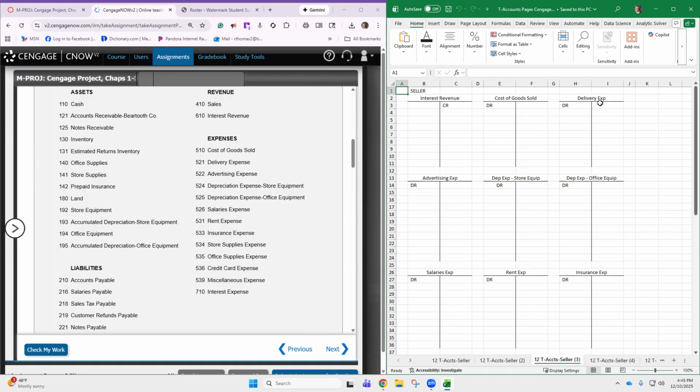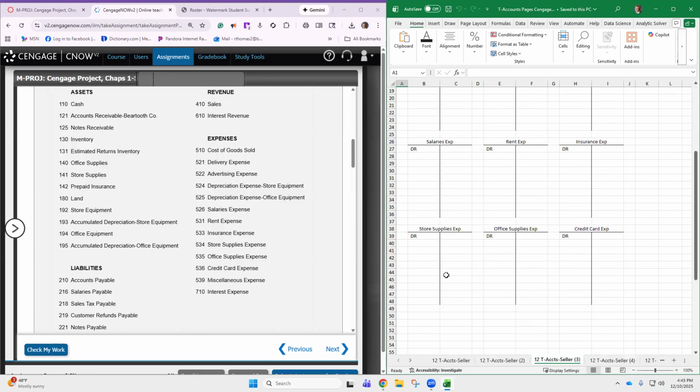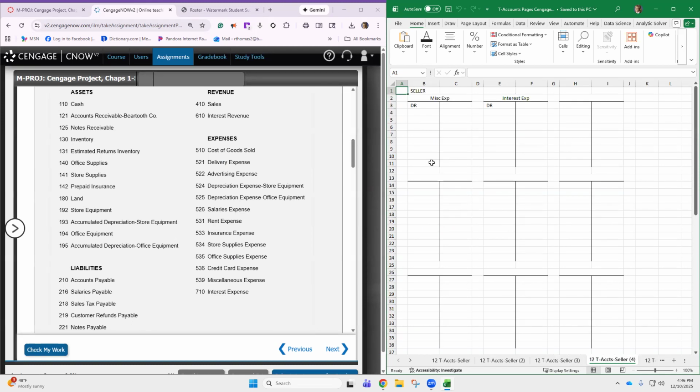Cost of goods sold, delivery expense, advertising expense, depreciation expense for the store equipment, depreciation expense for the office equipment, salaries expense, rent expense, insurance expense. And then the fourth one, I gotta scroll down. Then store supplies expense, office supplies expense, credit card expense, okay? And then miscellaneous and interest expense is on the next page. So we've got quite a few here, but those all repeat for the buyer, okay?